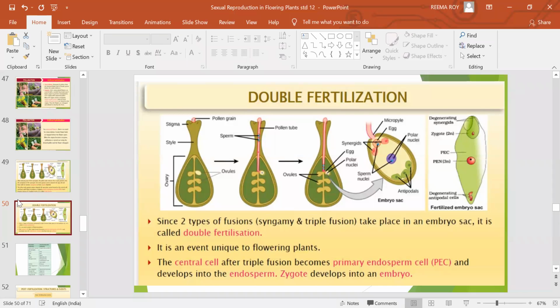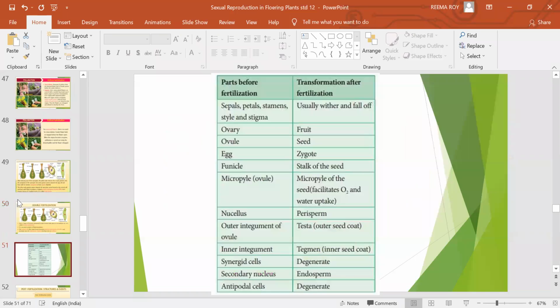Okay. So this is about fertilization. ये fertilization के बारे में बोल रहा है. And after fertilization के बारे में, see parts before fertilization and transformation after fertilization. जो भी हम लोग ने देखा sequence, petals, stamen, style, stigma, ठीक है, before fertilization, वो usually after fertilization wither, नहीं तो fall off. It will either fall off or wither. मतलब ड्राई होके चले जाएंगे.